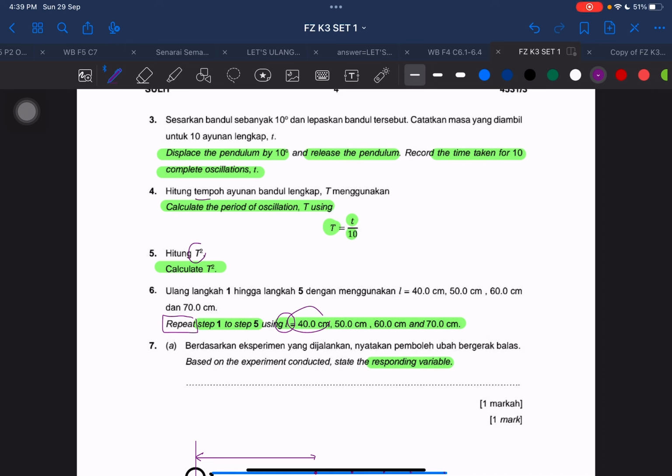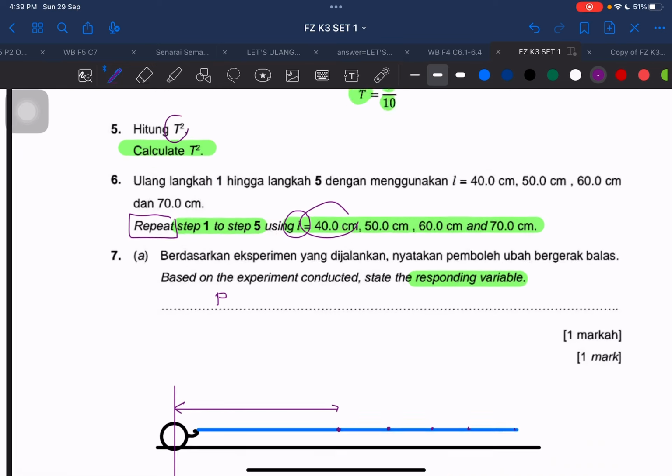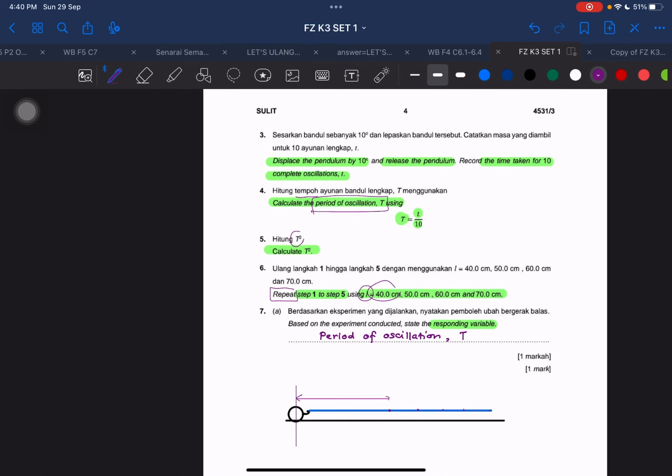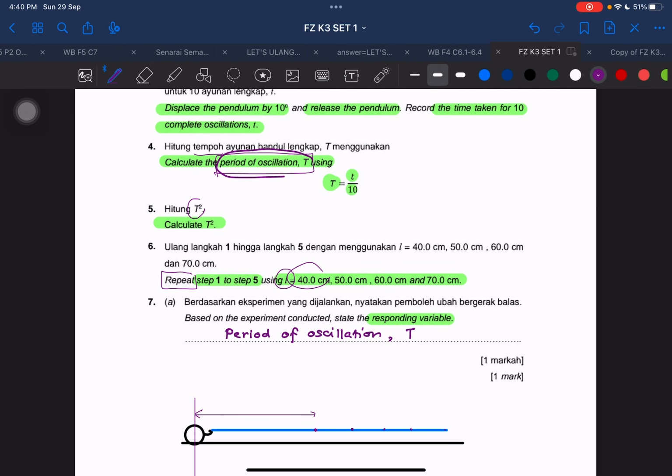They give you T, the period of oscillation. We can write period of oscillation here. The responding variable is the period of oscillation. And then it's good to write the symbol T. You can copy from here. Okay, next.